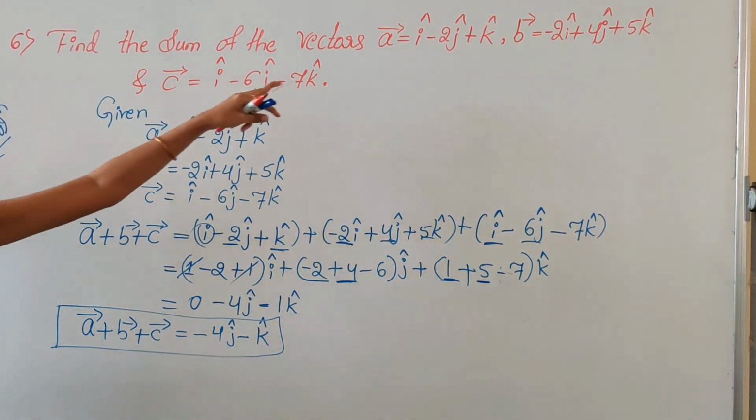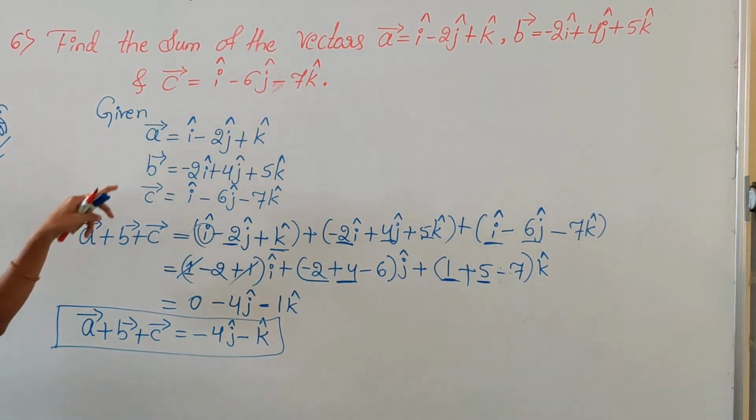Just we have to add the three vectors, vector A plus vector B plus vector C.